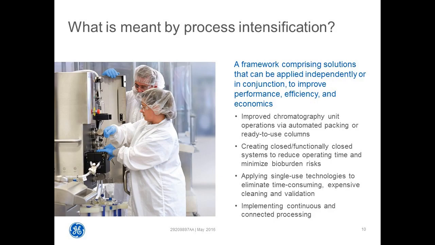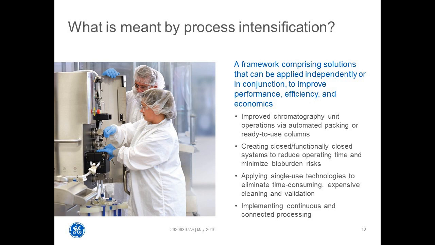What I'm going to do now is tie all of this together and then move to the meat of the talk, which is to look at how this relates to downstream processes and what you can do to intensify downstream processes to keep up with all of these developments. We're going to talk about four primary things. The first thing we're going to talk about is chromatography unit operations and implementing that using automated packing or ready-to-use columns.